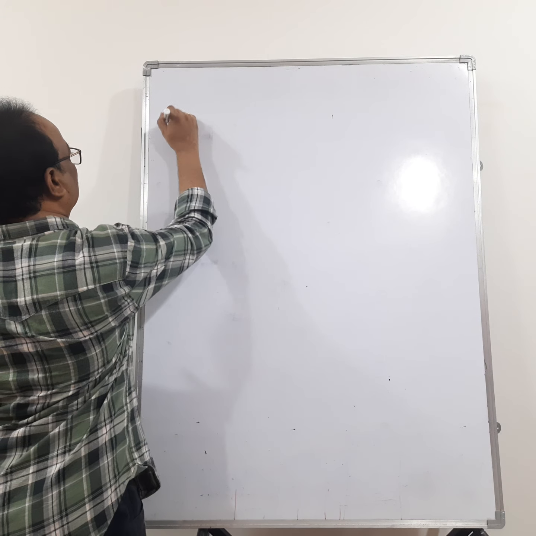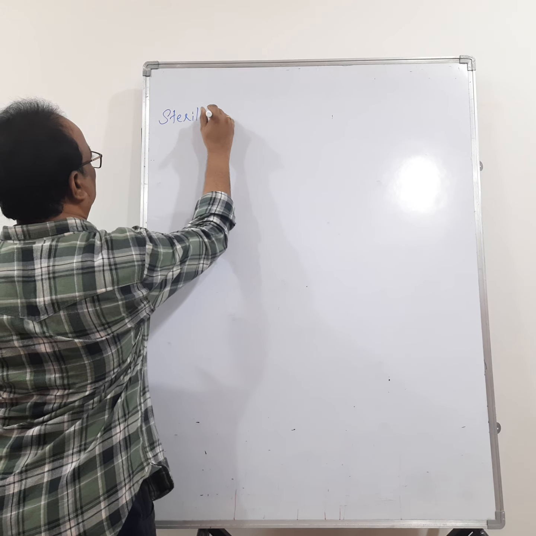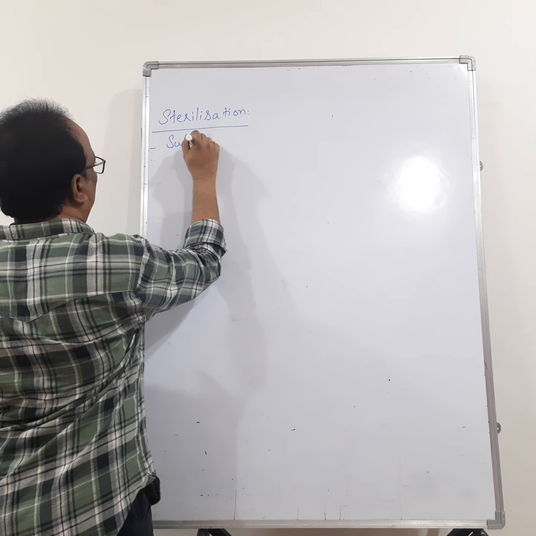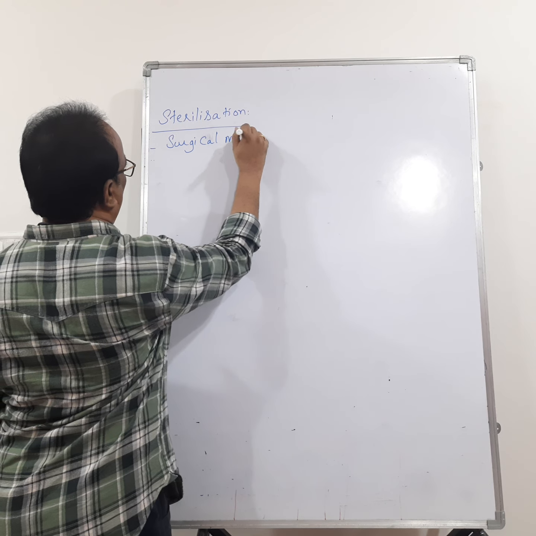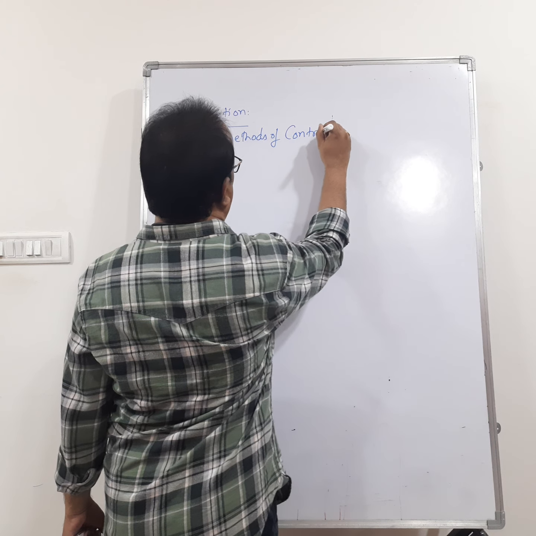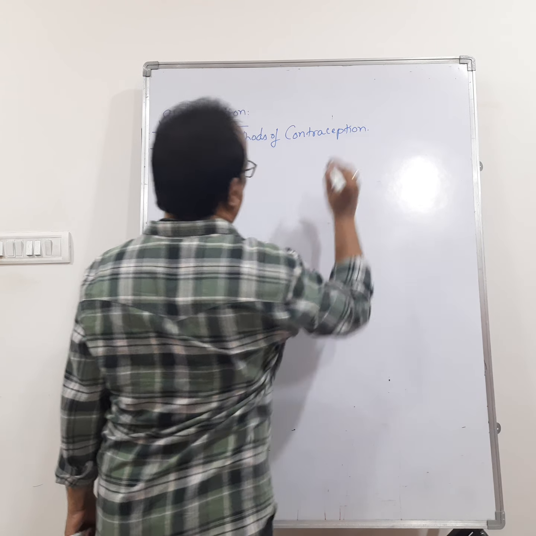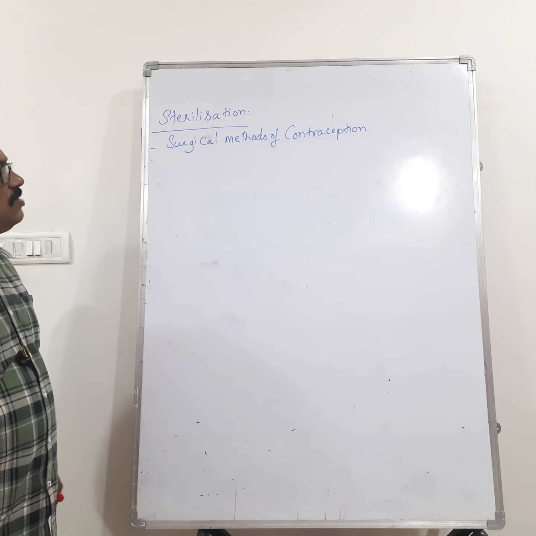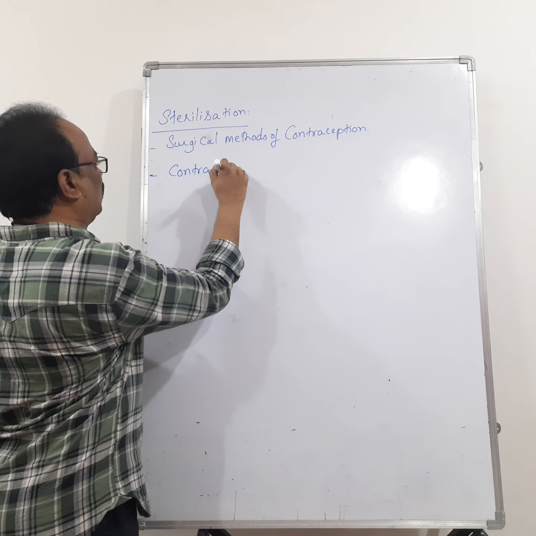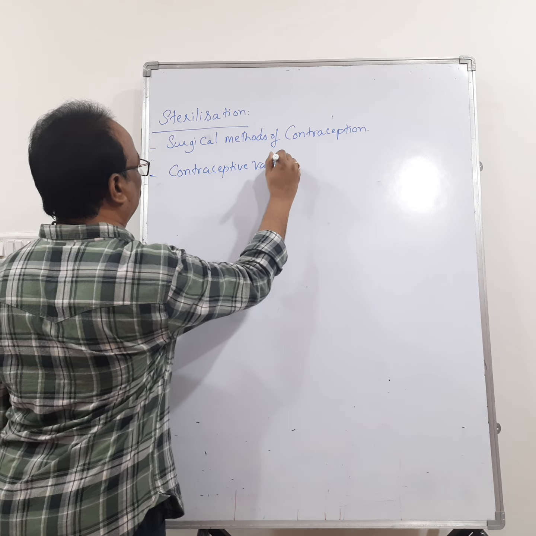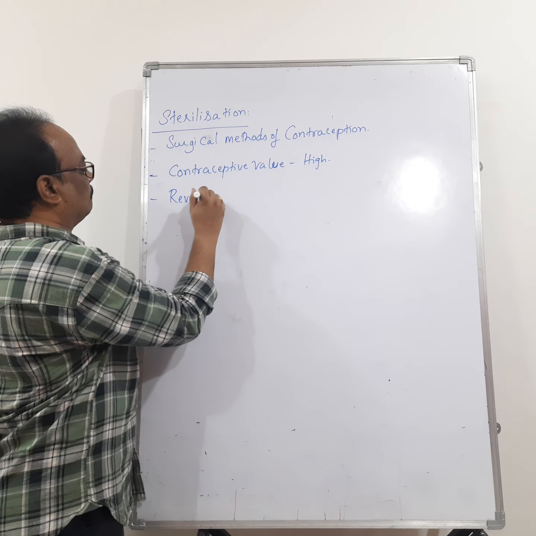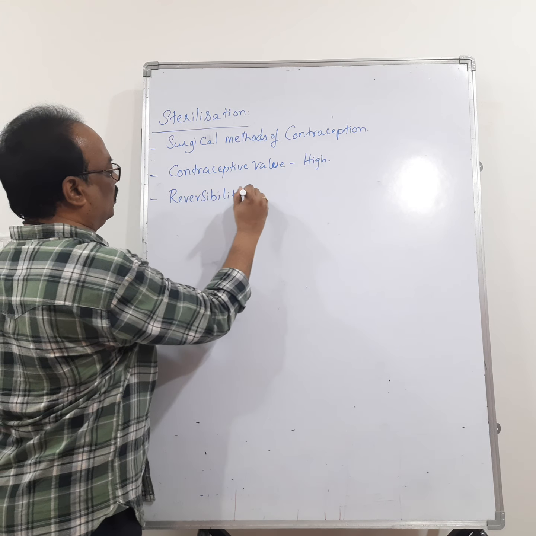So the next one is sterilization. That is, surgical methods of contraception. Surgical methods of contraception are called sterilization. Then the contraceptive value is high. But what about the reversibility? Reversibility is poor.